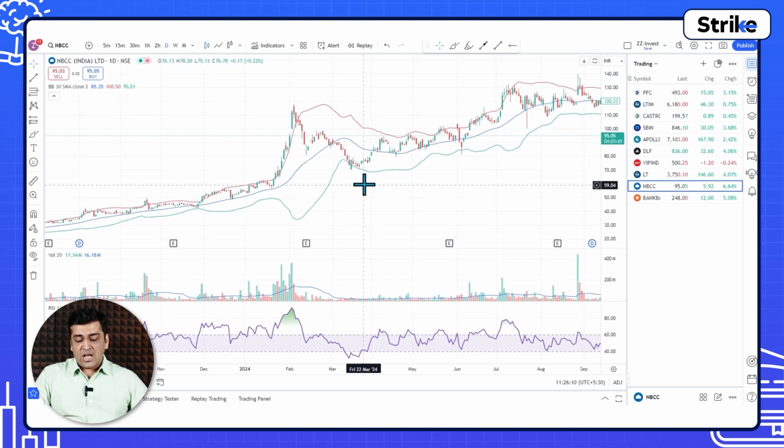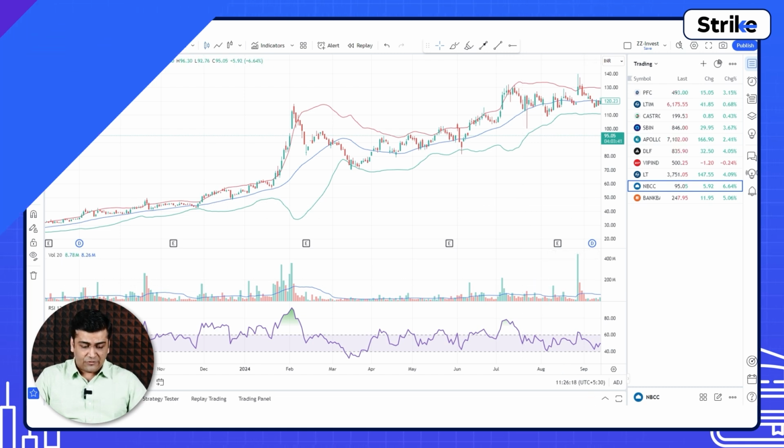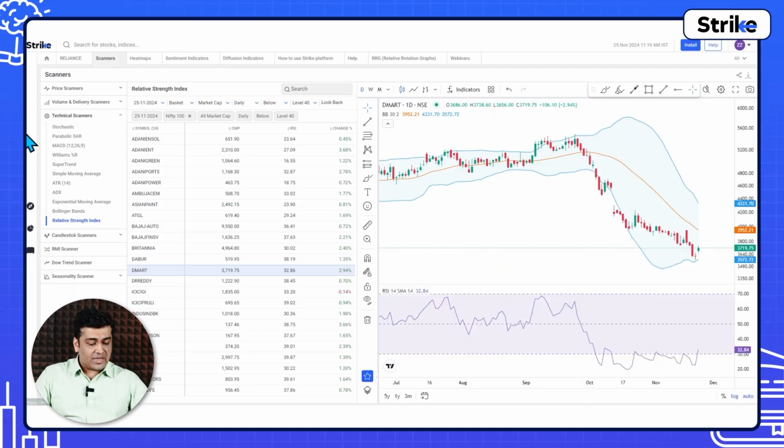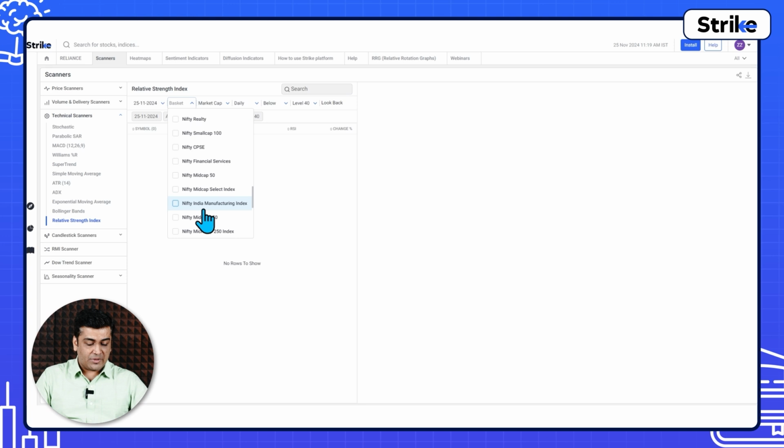Now the question is, how will we find stocks? With the help of scanners, with the help of the Strike platform, we can simply go to the scanner section. There is a relative strength scanner. In this relative strength scanner, you can choose the basket of your own stocks. I have selected Nifty 100. You can also select maybe Nifty Mid Cap 50.